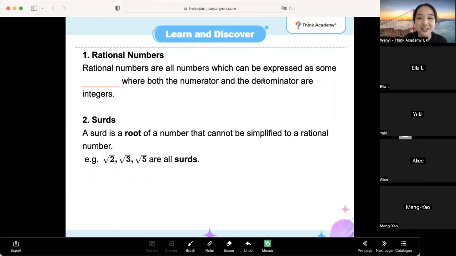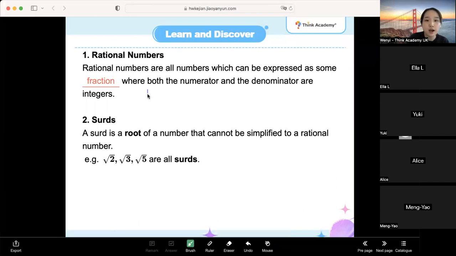We have numerator and denominator, which means only a fraction can have a numerator and denominator. And then we complete the definition of rational number: rational numbers are all numbers which can be expressed as some fraction where both the numerator and denominator are integers.